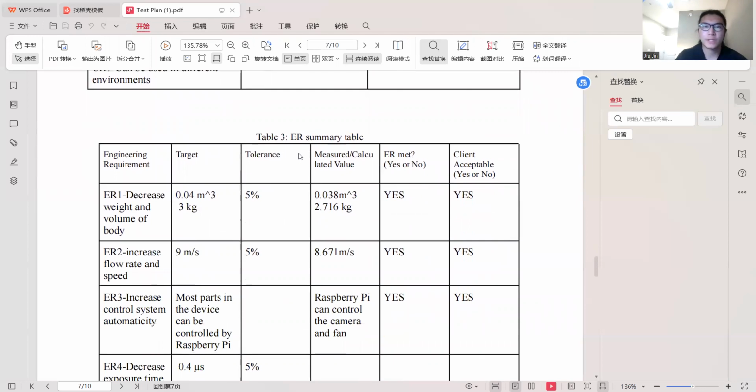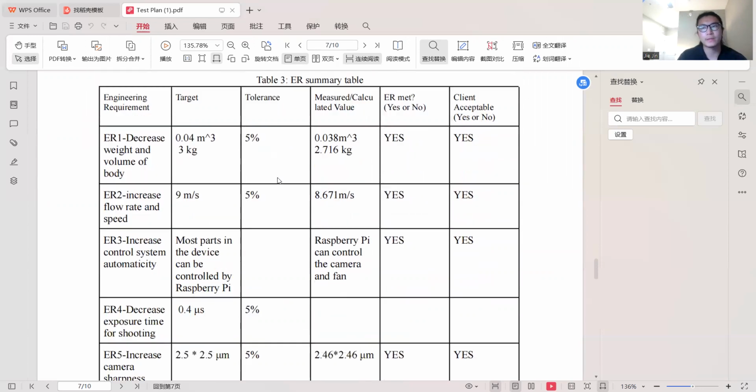So this one is the ER summary table. We have completed 4 out of 7 requirements. The first one is decrease weight and volume of the body. The target is 0.04 cubic meters and 3 kilograms. And it's really easy to measure that, right? You just need a scale and a ruler, so you can just measure it and do some calculation.